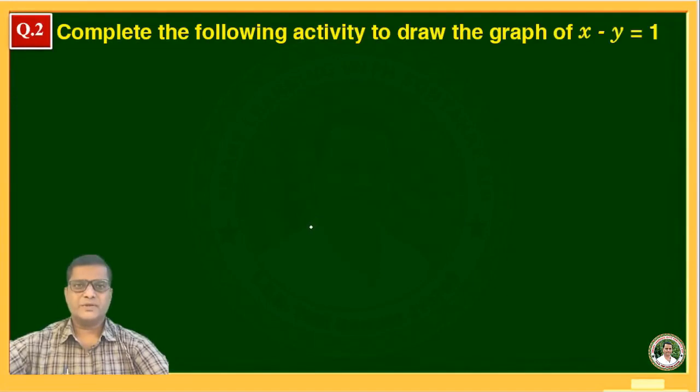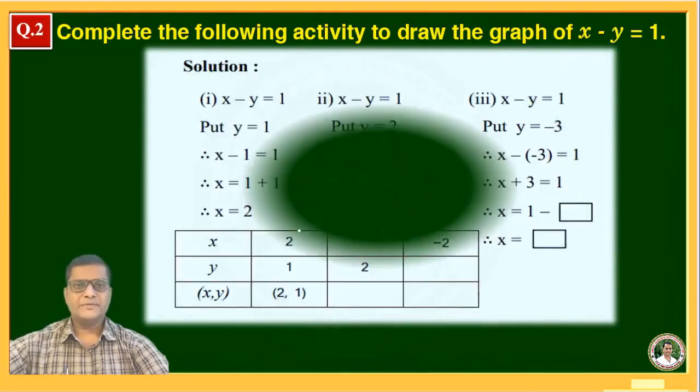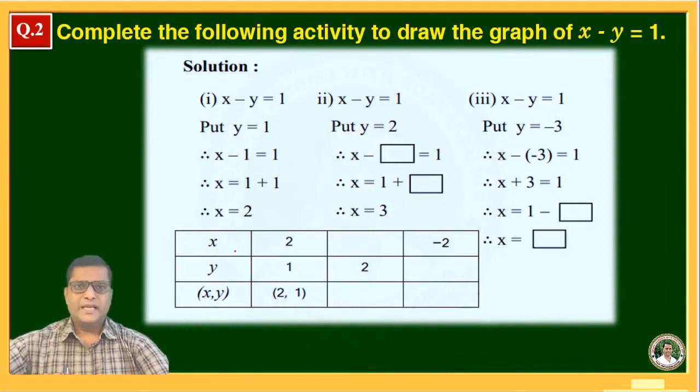Second question of this exercise is: complete the following activity to draw the graph of x minus y is equal to 1. Here an activity is given. In this activity, x minus y is equal to 1. This equation is given. First, if we put the value of y is 1, that means instead of y, 1 is there. You can transfer this 1 to this side, it will become plus, so here 2 and 1 is given. That means the first is given, now how to complete the table. Second, the value of y is given 2, so here what will come? x minus y, the value of y is 2, therefore here will come 2.